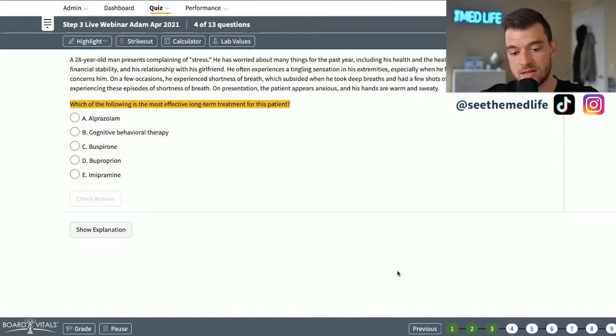It subsided when he took deep breaths and had a few shots of vodka. Wow. He rarely drank alcohol prior to experiencing these episodes of shortness of breath. So we'll get into why that's important. On presentation, he appears anxious. His hands are warm and sweaty.